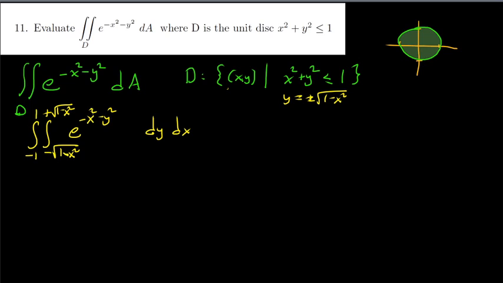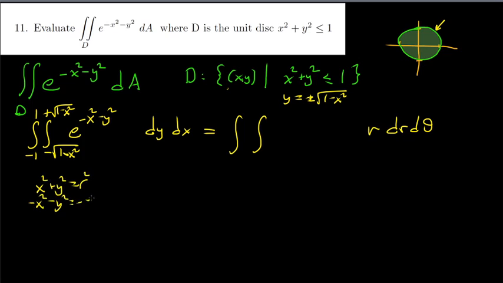Right. On the other hand, you're going to see that it's pretty difficult to evaluate this integral with respect to y. So, of course, this is a circular region, right? So we should probably use circular coordinates or polar coordinates. So that's the usual dr d theta, right? And, well, x squared plus y squared is r squared. So negative x squared minus y squared is just negative r squared, right?